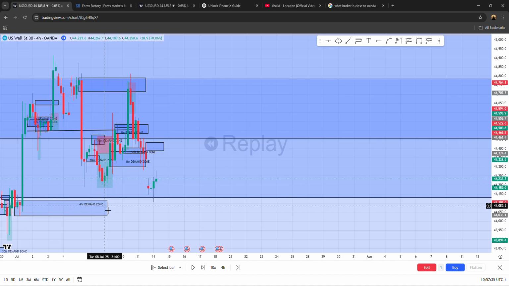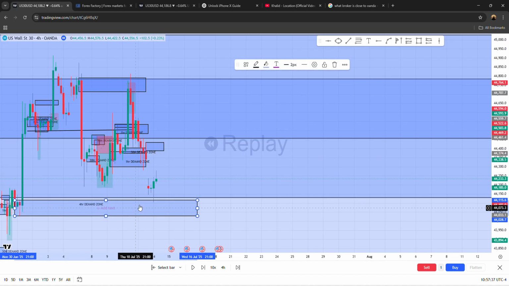Nothing on the 4 hour. We didn't touch this. Oh, we did touch it. So this is the 4 hours. So I won't be taking this zone because nope, I won't be taking that zone. Let me check the daily.